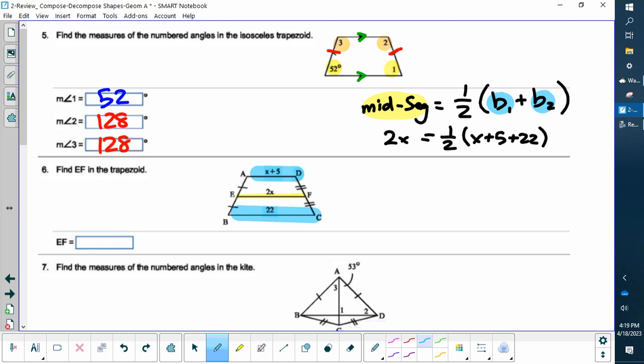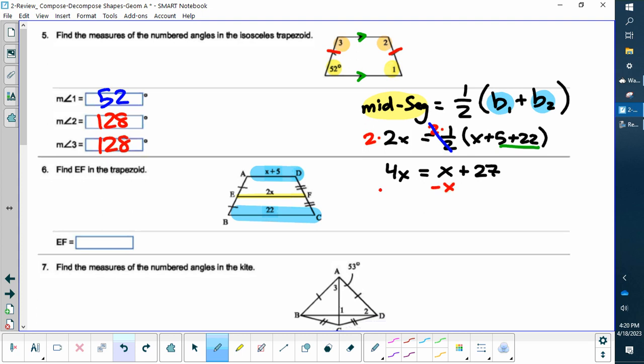Okay, let's clean this up a little bit. First thing I would do is I would get rid of this. I don't like this dividing by 2 here. So I'm going to multiply both sides by 2, and those go away. So on the left I get 4x. On the right, no more fraction. And I can also put these together. So I get x plus 27.